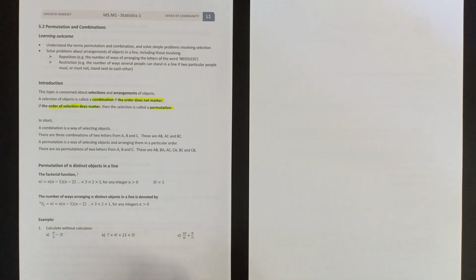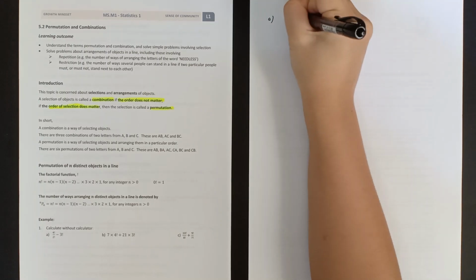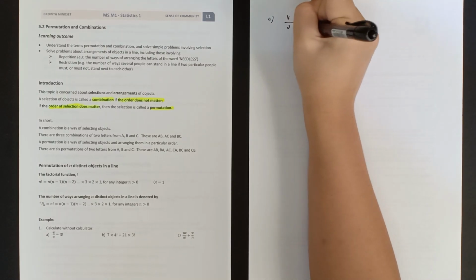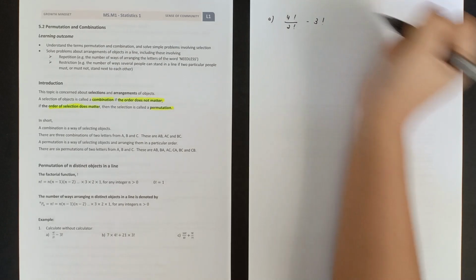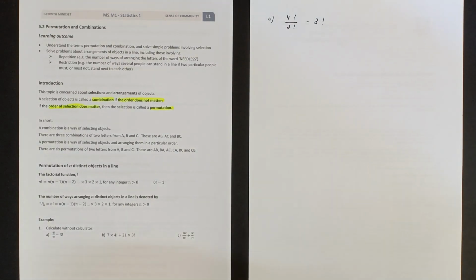So for the first one, we are going to do this real quick because it's something that you already know. Okay, so 4 factorial divided by 2 factorial minus 3 factorial. You need to try to learn this without using a calculator. So we are at example 1 here. I'm going to write it on my paper.